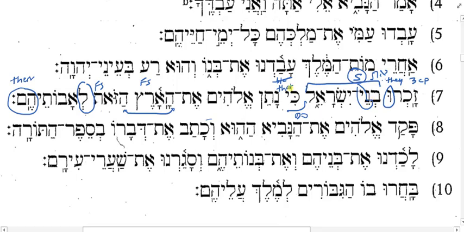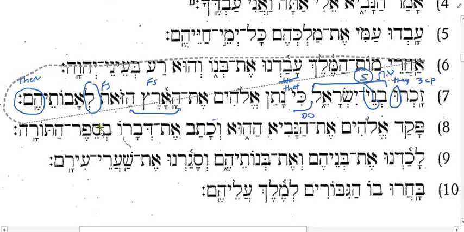Number 6. So let's read that, everybody. Acharei mot hamelech avadnu et bno vehu ra. Oh, come on, y'all didn't say it with me like that. Ra. B'einei Adonai. Okay, I love that word because it sounds so evil.